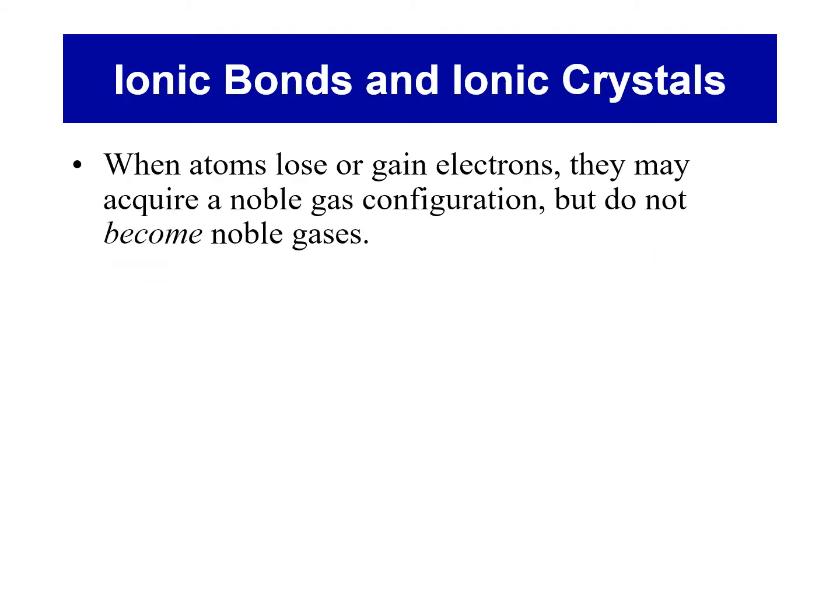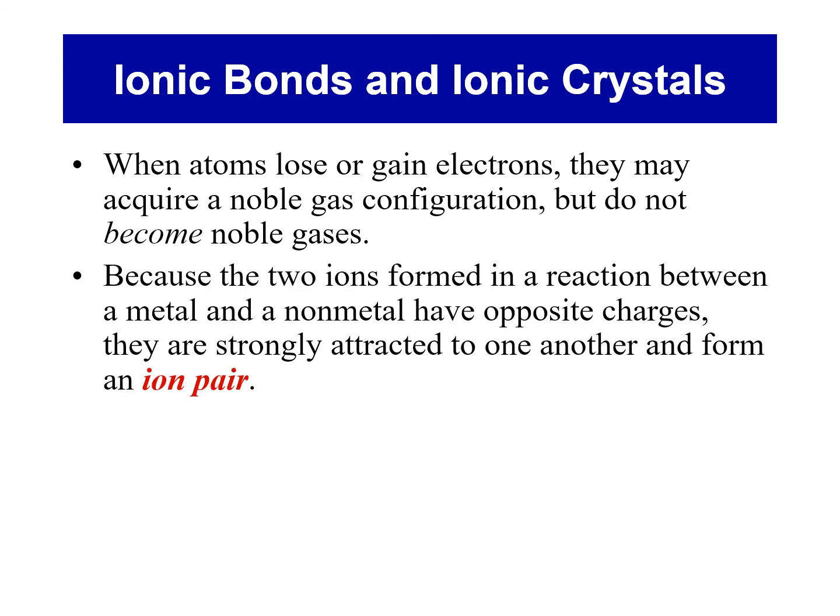All right, so the idea behind an ionic bond is that atoms are going to lose and gain electrons. Again, the goal is to become like a noble gas. They aren't technically noble gases, right, because the nucleus hasn't changed. The nucleus is still the same number of protons, but the electrons might look like that of a noble gas.